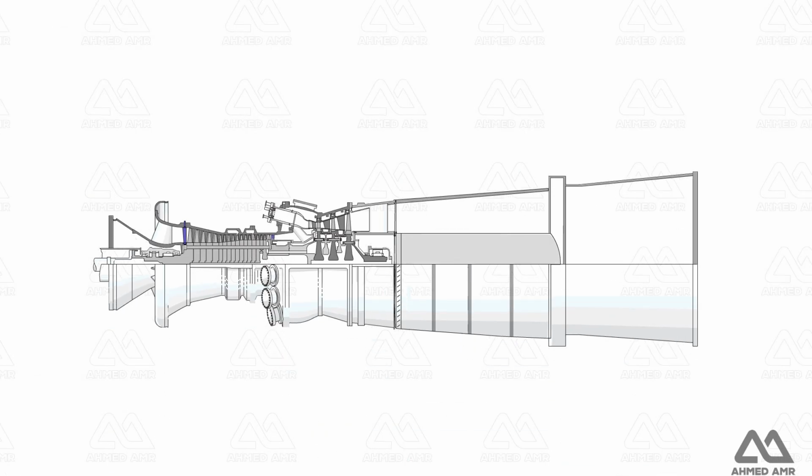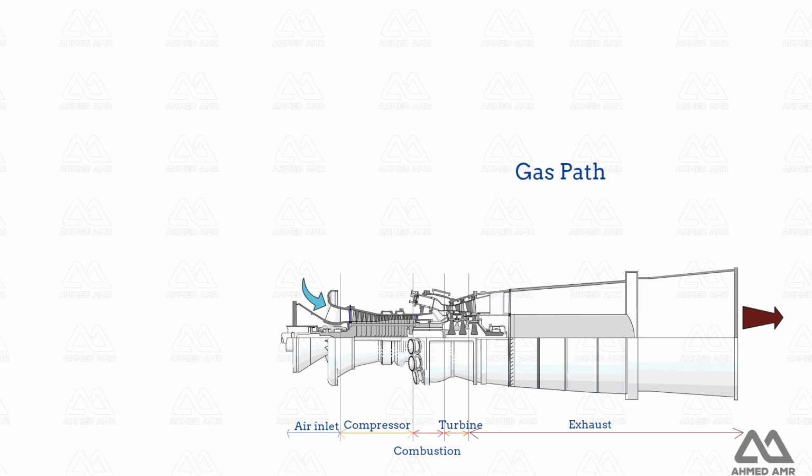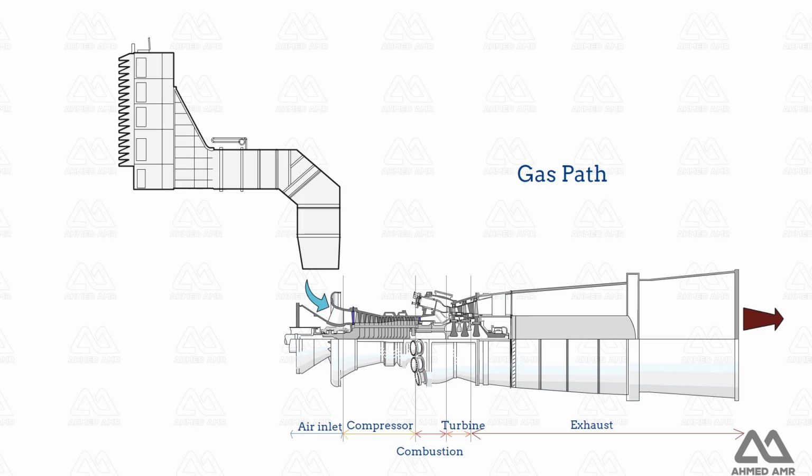In this side view, let's follow the gas path from the moment ambient air enters all the way to the exhaust gases leaving the unit, what we call the gas path. We're going to divide it into sections: air inlet, compressor, combustion, turbine, exhaust. Ambient air is drawn in due to the rotation of the compressor, which creates a pressure drop.